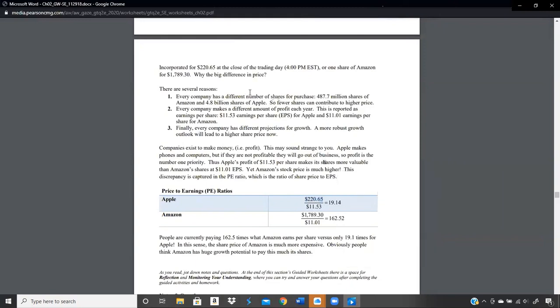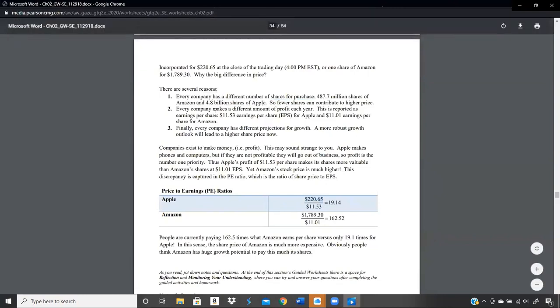So they say every company has a different number of shares. For instance, 487.7 million shares of Amazon and 4.8 billion shares of Apple. And again, this was the time this was printed. That has changed since then. Fewer shares can contribute to a higher price. Every company makes a different amount of profit per year. This is reported as earnings per share. So the EPS, earnings per share, for Apple was $11.53, and for Amazon it was $11.01.